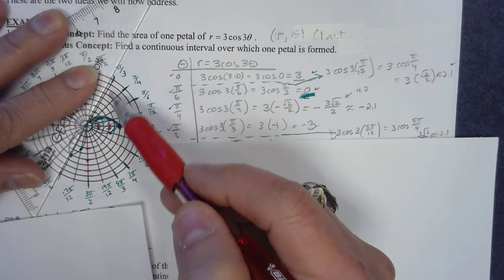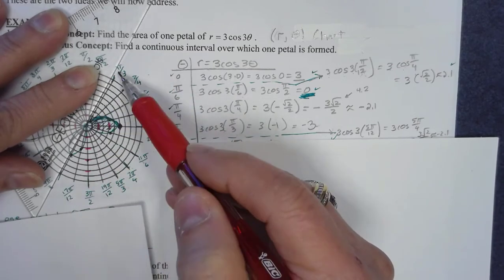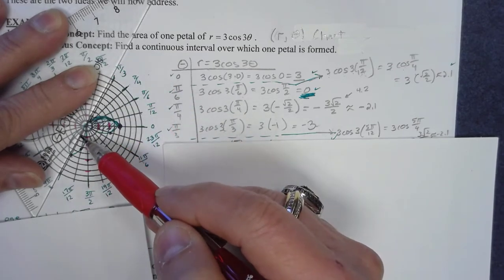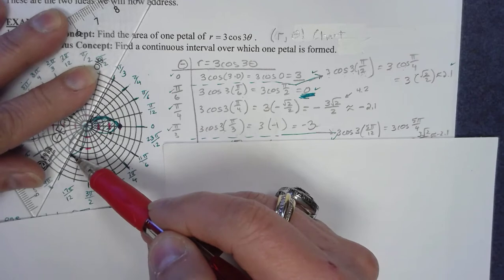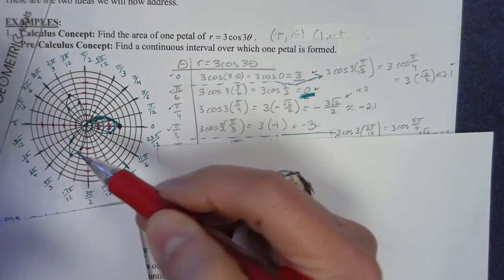So instead of plotting my point this way, I'm going to be on the line that goes through pi over 3, but I'm going to go in a negative radius. There it is. So now I see this much. So you're beginning to see it develop.